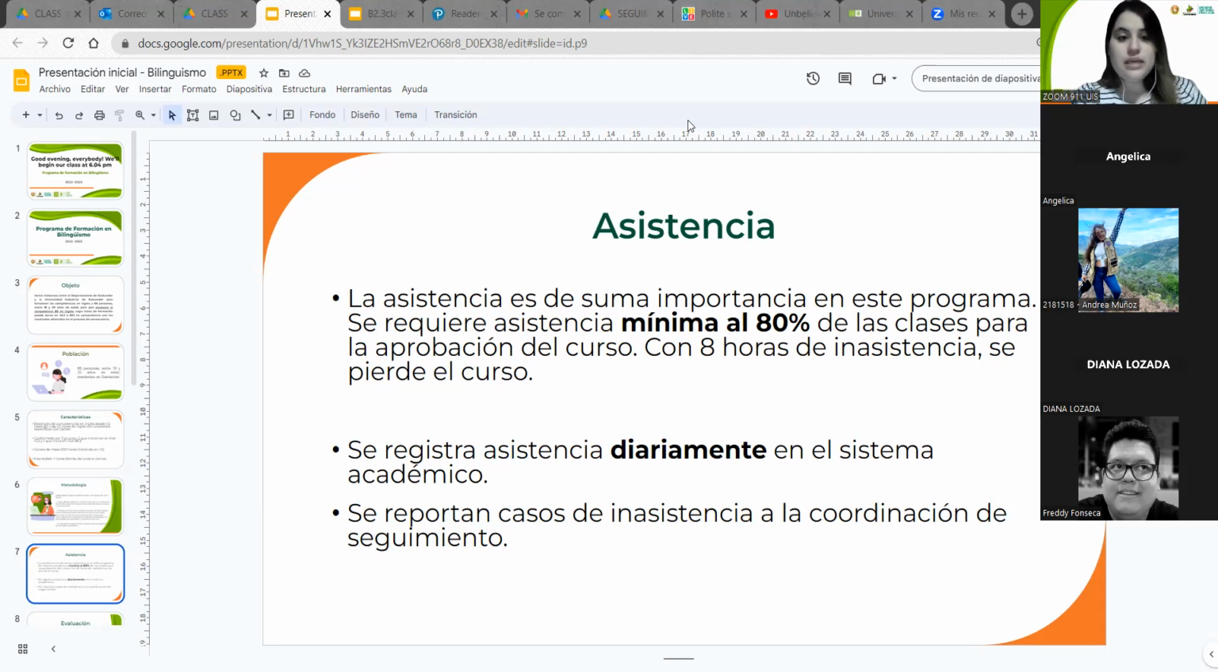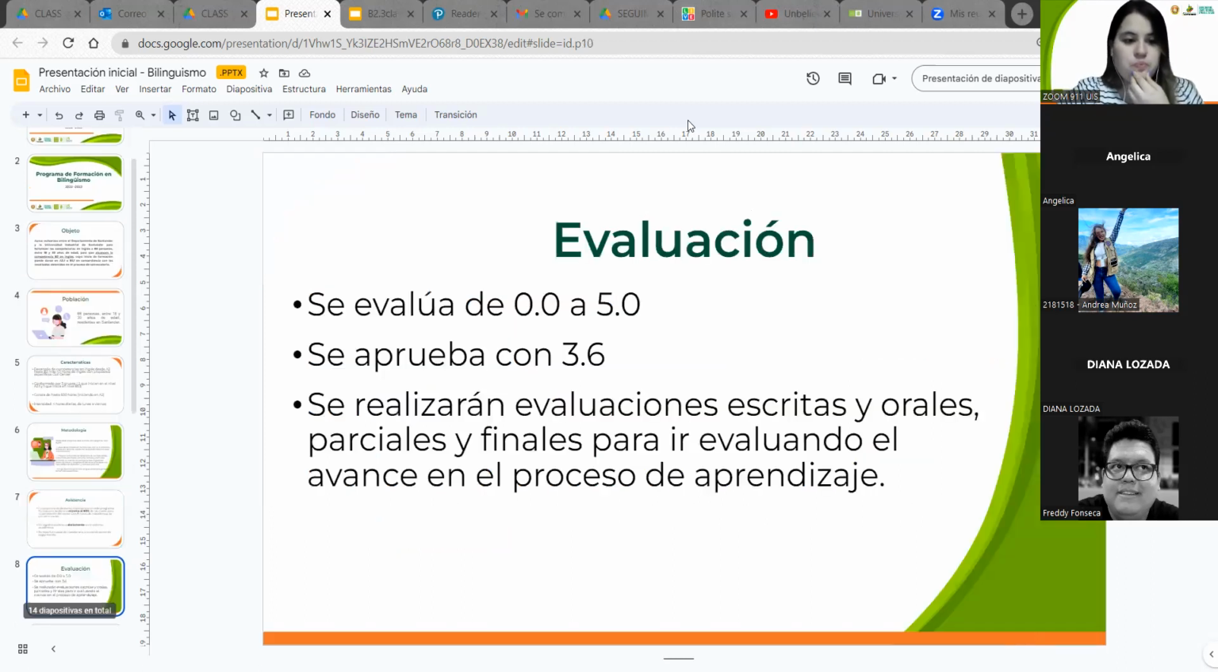Se registra asistencia diariamente en el sistema académico, puede ser iniciando la sesión después de los 15 minutos; en algunas ocasiones también tomaré asistencia finalizando, y se reportan estos casos de inasistencia a la coordinación de seguimiento. Se evalúa de 0 a 5 con nota mínima aprobatoria de 3,6. Se realizarán evaluaciones escritas y orales, parciales y finales, para ir evaluando el avance en el proceso de aprendizaje.